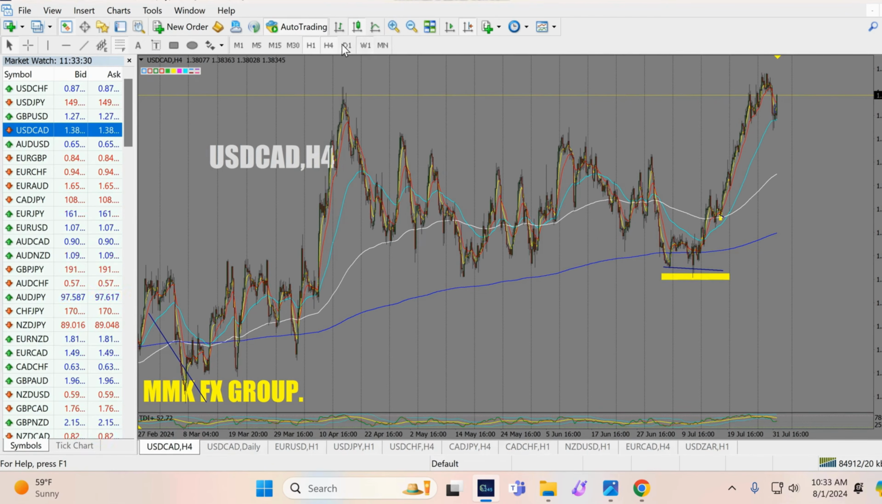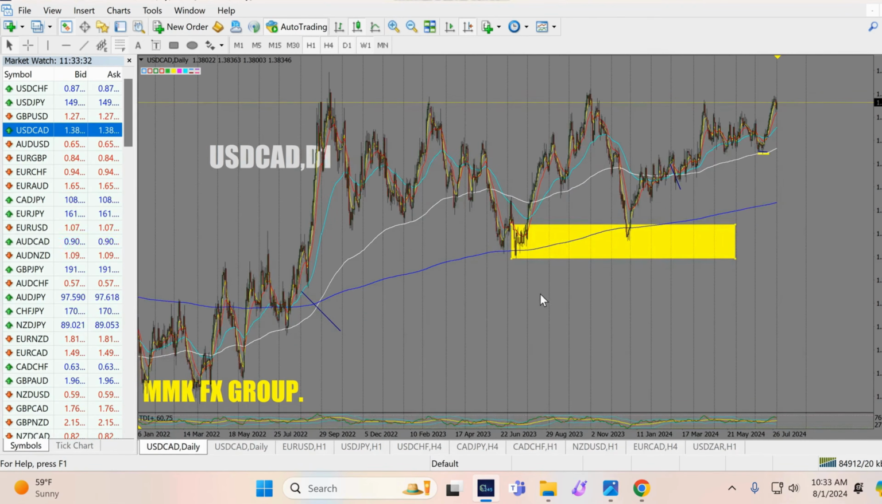But remember, just by looking at the higher time frame, it makes it very easy for you to understand where price is heading to, right?